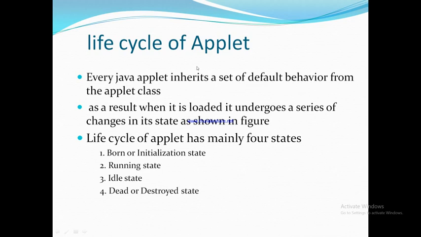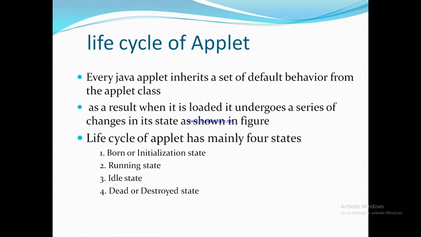Let's see the life cycle of an applet program. Every applet inherits a set of default behaviors from the applet class. As a result, when it is loaded, it undergoes a series of changes in its state, as shown in the figure on the next slide. Mainly, the life cycle of an applet has four states.